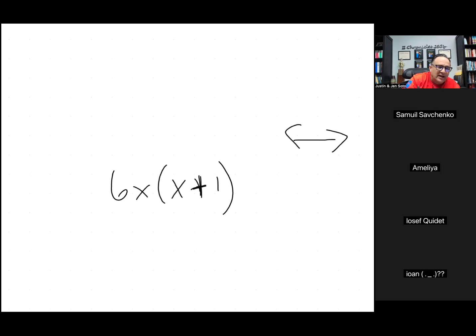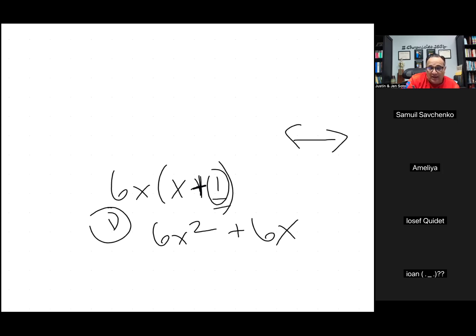So we just go 6x times x is 6x squared. 6x times 1 is just plus 6x. Your answer here is letter D for number 6. And again, you'll see this when you reverse this place value. You'll see why it matters when you have a 1 here. When you're multiplying, you just see it pretty easily. When you go backwards, that's when it's, yeah.